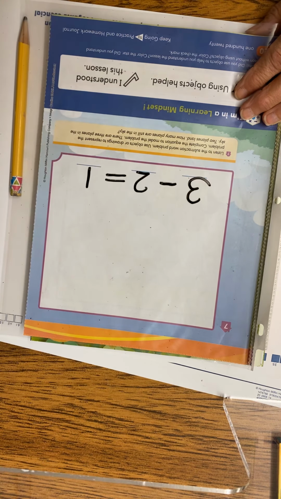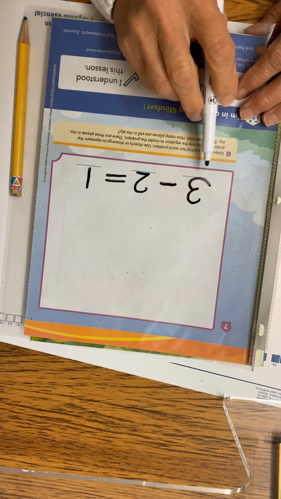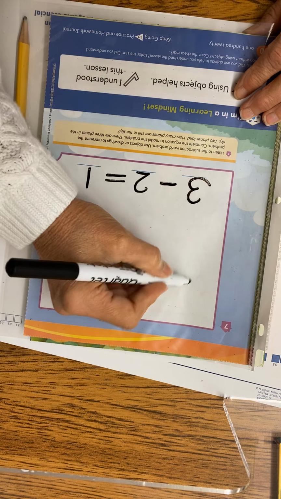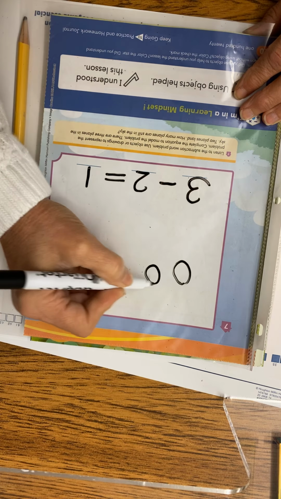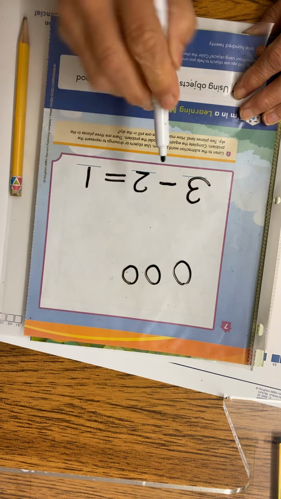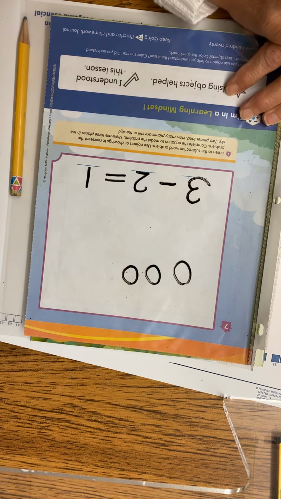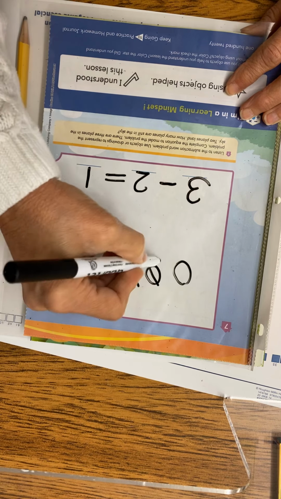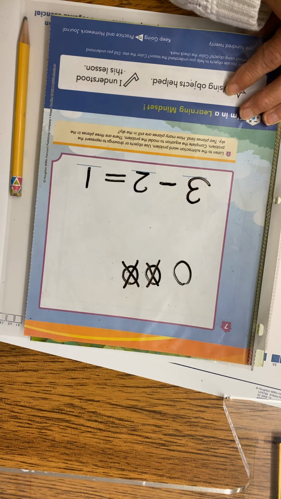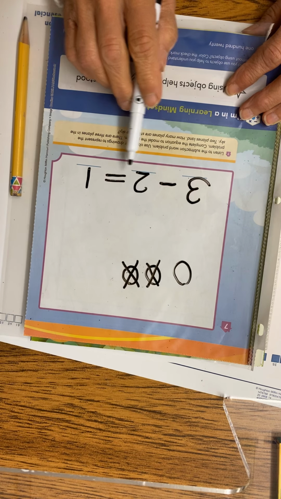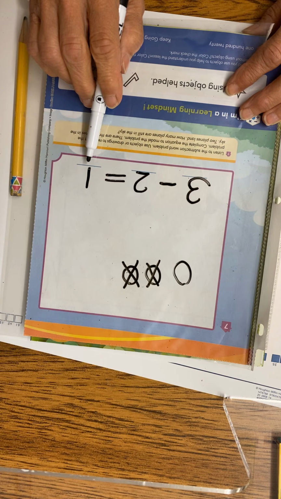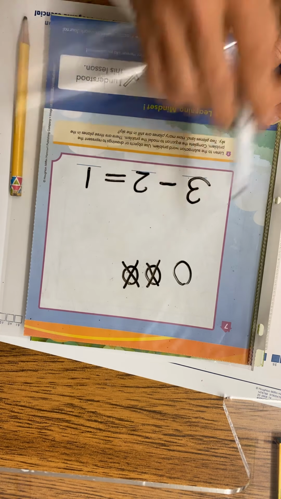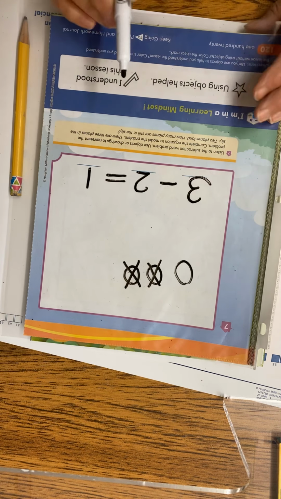So we used blocks. Now let's go ahead and draw. How many are in the air? 3. Good job. Minus 2. What does that mean? Take away. Good job. So we have to go ahead and do take away. We're putting X's on them to show taking away. 3 minus 2 equals, how many are left without an X on them? 1. Very good, boys and girls.